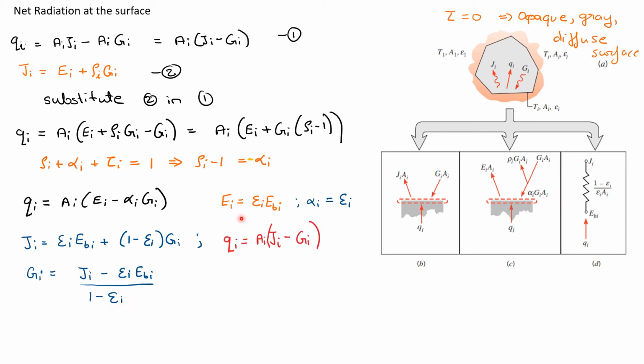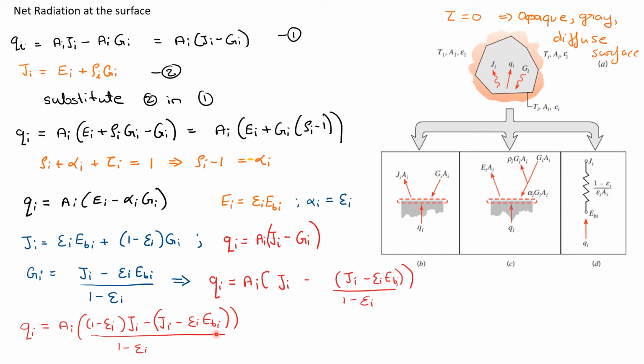Okay, so let's substitute this in our original equation, equation 1. So we'll substitute the value of Gi here, and the equation that we get is our Ai times Ji remains constant, and we just substituted this value instead of Gi.